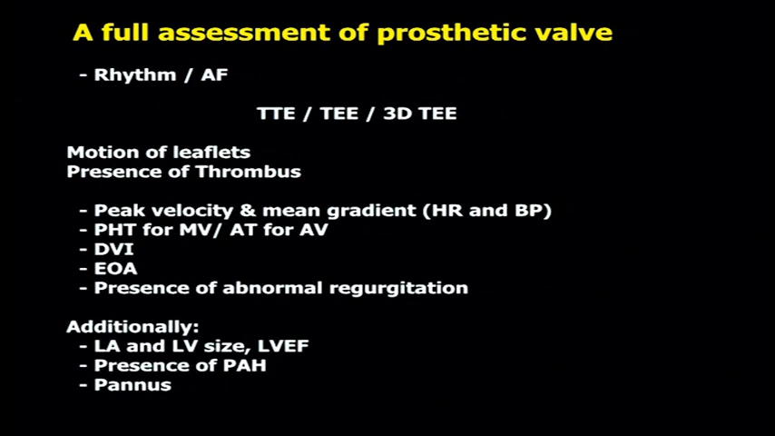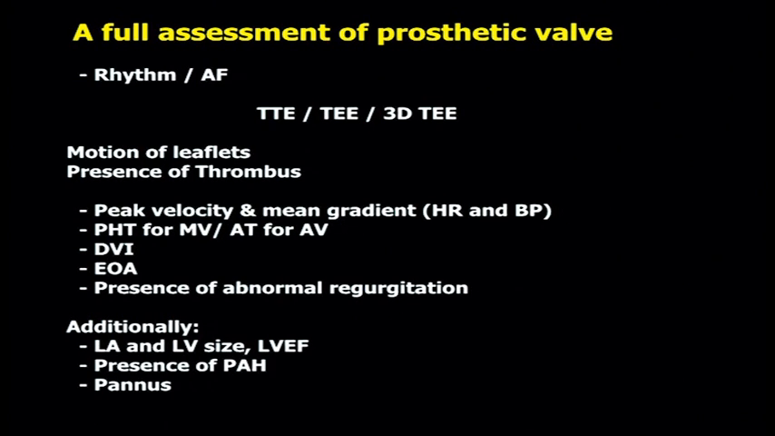Now, a full assessment of the prosthetic valve needs to be done. One can have a rough protocol wherein we look at the rhythm, whether the patient is in sinus or in atrial fibrillation. The first line modality of imaging is going to be transthoracic echo, and then we have TEE as the supportive investigation. And then 3D TEE also provides us incremental value.